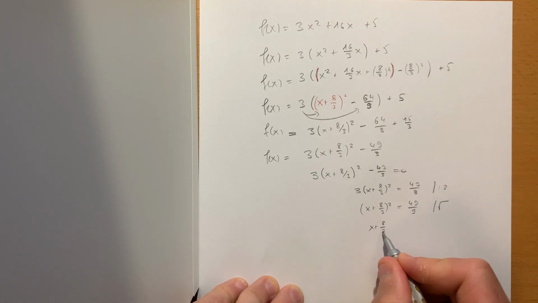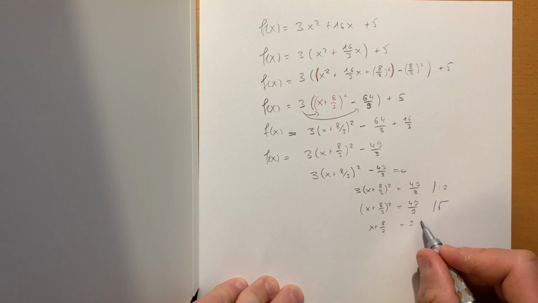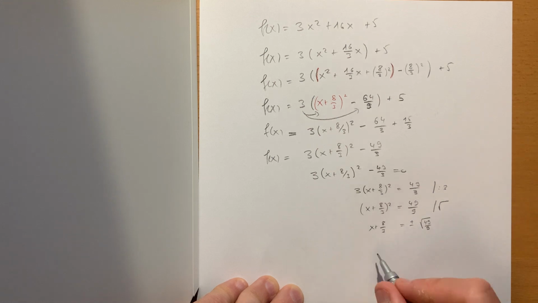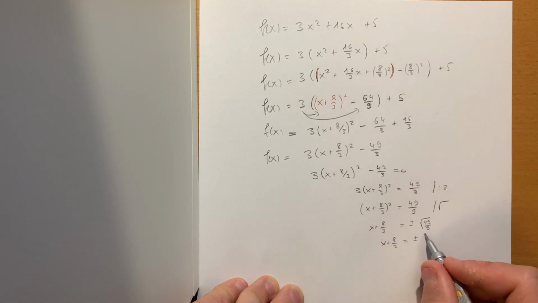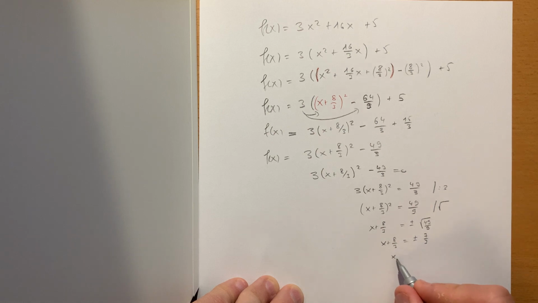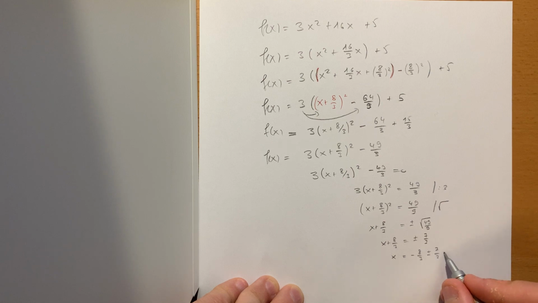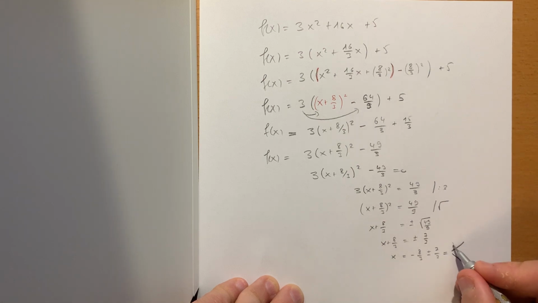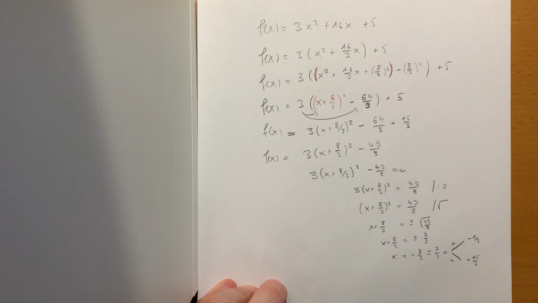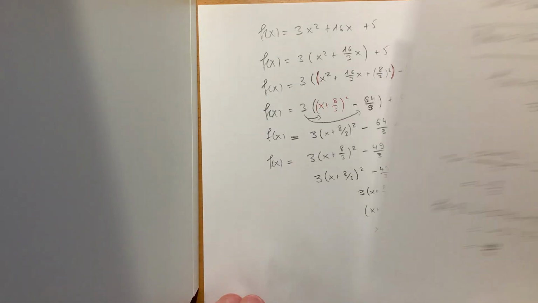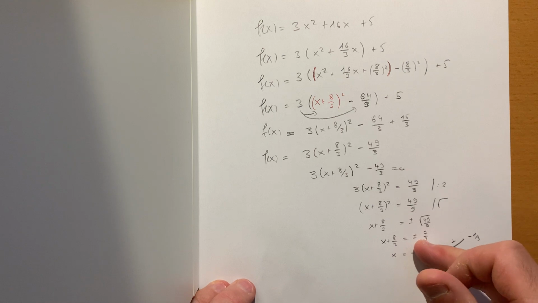x plus 8 thirds is equal to plus minus the square root of 49 ninths. x plus 8 thirds is plus minus 7 thirds. And then x is minus 8 thirds plus minus 7 thirds. Now you get two solutions, one with the plus, which is minus 1 third, and the other one with the minus: minus 8 thirds minus 7 thirds is minus 15 thirds. Look, this is quite a bit more laborious, but it will lead to the solution each and every time.